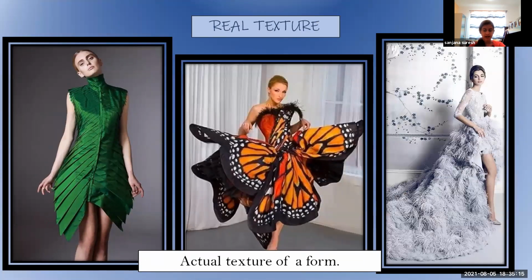Real texture is the actual texture of a form. So you can see here in the first image, the texture of a leaf is put in that dress. You can see here the texture of the dress. In the same way, the texture of butterfly wings is used in this second image. Here in the third image, you can see the texture of a fur. It's used in the same way.